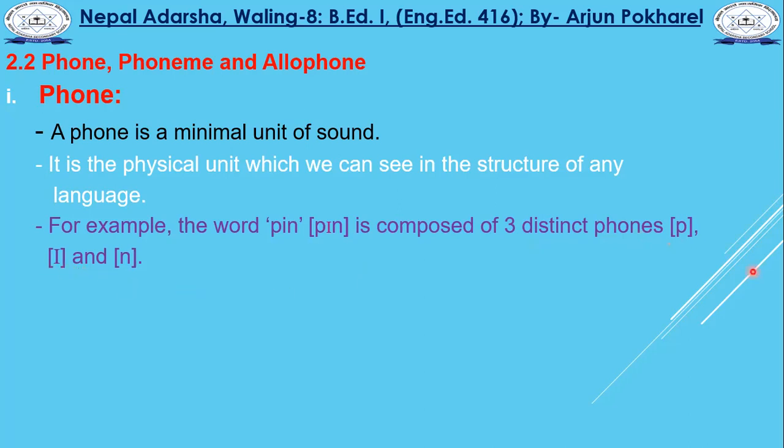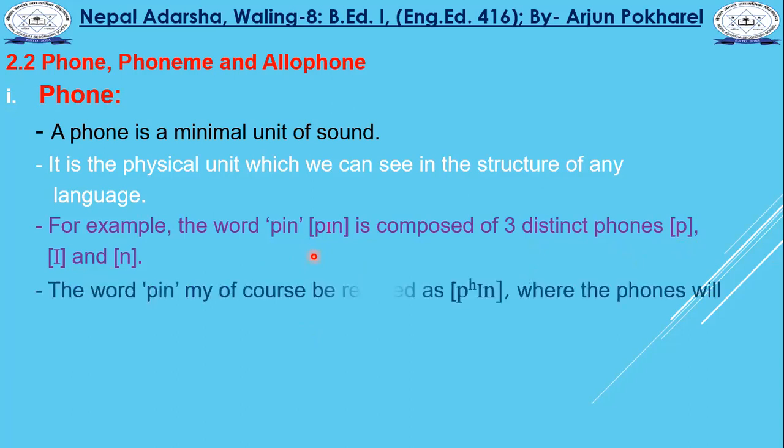The phones are enclosed in square brackets. You have to use square brackets here: [p], [i], [n]. These three distinct forms are organized together to make the word pin.